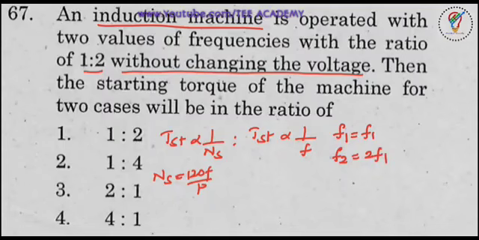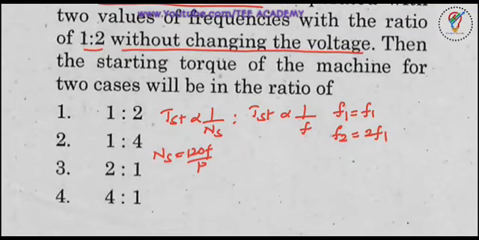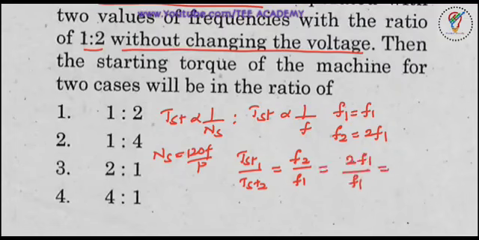Now second case, when you operate at the higher frequency, what will be the starting torque? Now I will take the formula here. Starting torque T_ST1 divided by T_ST2. If I remove proportionality and make it equal, I can say F2 by F1. Now the question is the ratio of T1 and T2. F2 is how much? 2 into F1. Already we know here it is F1. It is nothing but a 2:1 ratio. So the answer here, as you can see, is option 3, right? Now we'll move to the next question here.